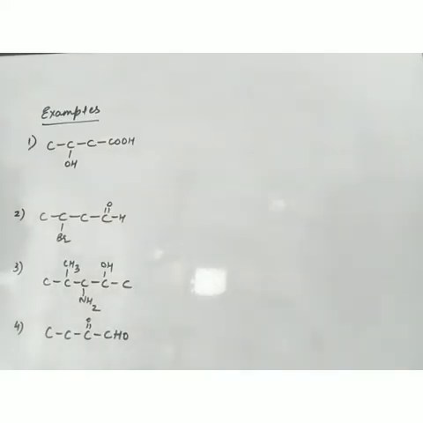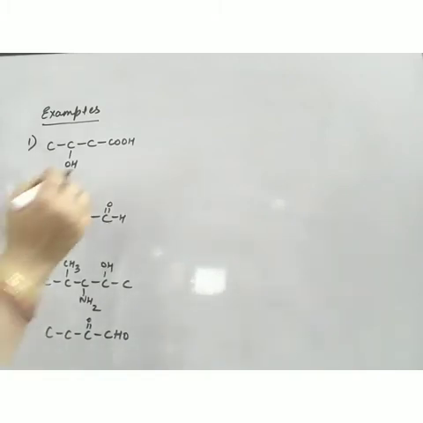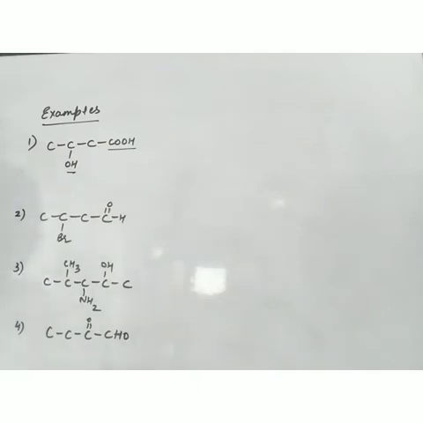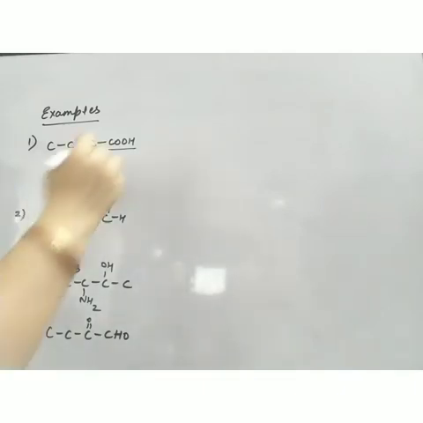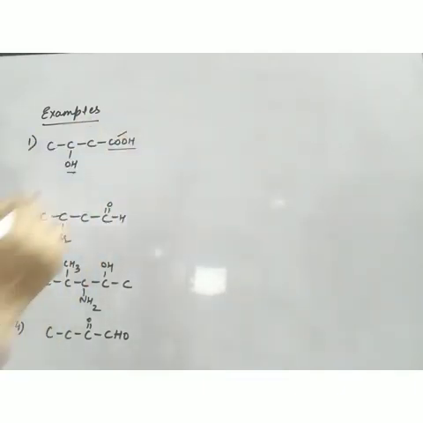Now let's discuss a few examples here. Suppose this is the first case. I can see two things here, acid and alcohol. Now I will check my priority order. This is my principal functional group, so it will be given the suffix and this will be given the prefix.